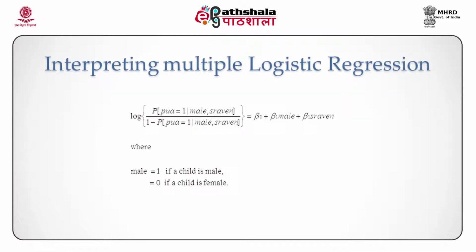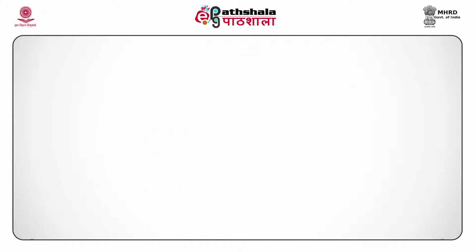A utility of multiple logistic regression is that it is easy to incorporate multiple covariates, and we see here a logistic regression model for the outcome PUA in terms of two covariates, male, which is a binary covariate, and S raven, which is a continuous covariate.